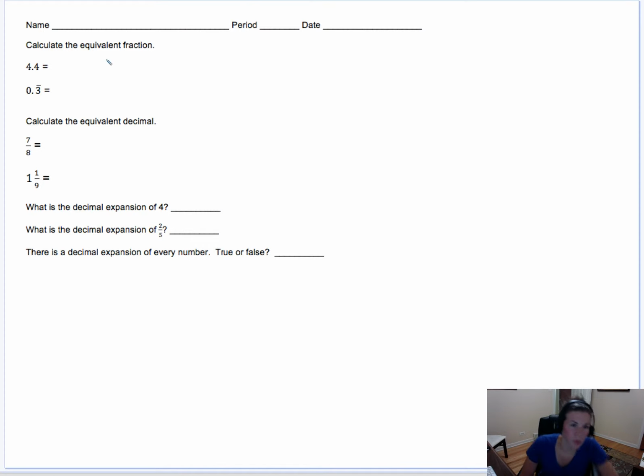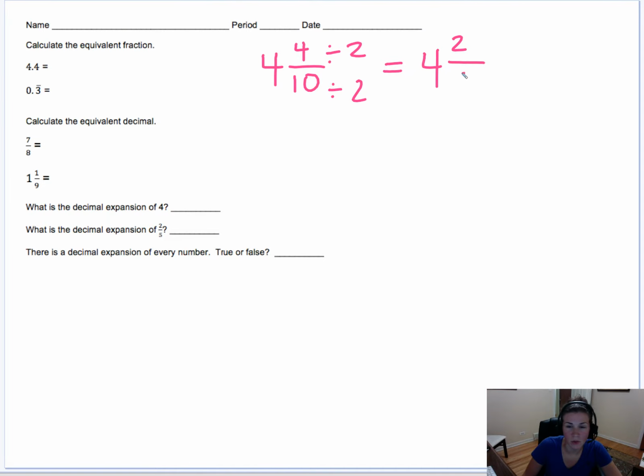So the first thing you had to do on the Component 2 quiz was to calculate the equivalent fraction. So we're basically turning 4.4 into a fraction. The way we would say 4.4 is 4 and 4/10. So the way to write that would be 4 and 4/10. I just need to make sure to simplify the fraction, and since the numerator and the denominator are divisible by 2, I would have 4 and 2/5. Can't simplify any further, so that one's finished.